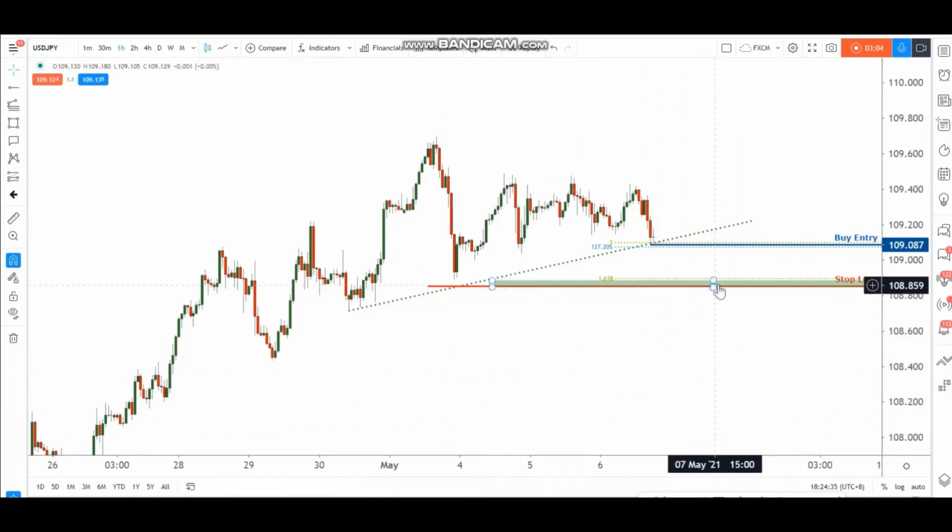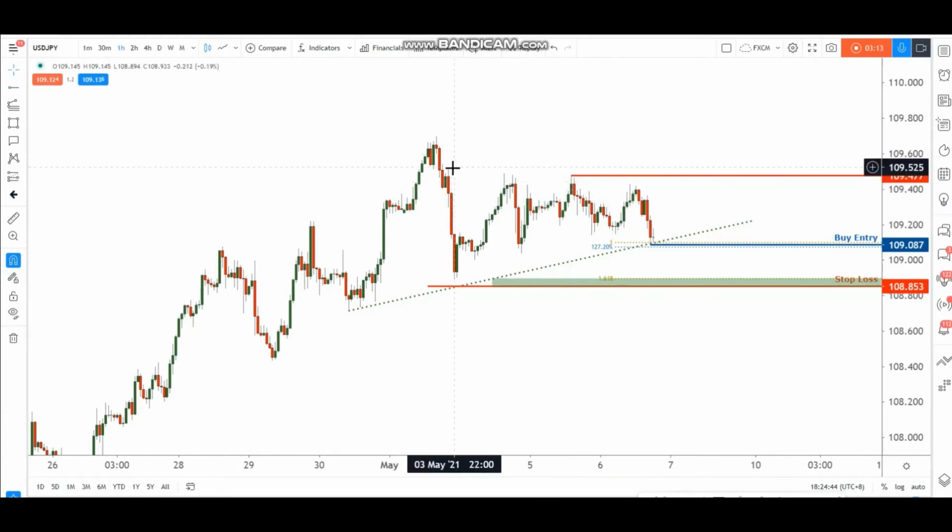Lastly, we can find our take profit target. For take profit target, I actually came up with two. The first take profit target is at this swing high resistance right here, and our second take profit target will be at this swing high resistance right here, right? So I can put it slightly higher. So this can be our second take profit target.